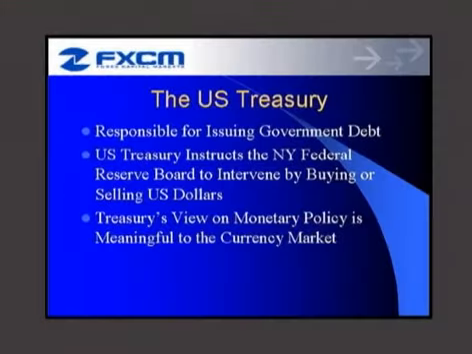Now, no discussion of the Federal Reserve would be complete without mentioning the U.S. Treasury, because even though the Federal Reserve determines the interest rates, the U.S. Treasury determines whether or not the U.S. dollar is undervalued or overvalued, and the U.S. Treasury can instruct the New York Federal Reserve Board to intervene in the U.S. dollar by buying or selling U.S. dollars, thereby affecting the value of the U.S. dollar in open market operations.